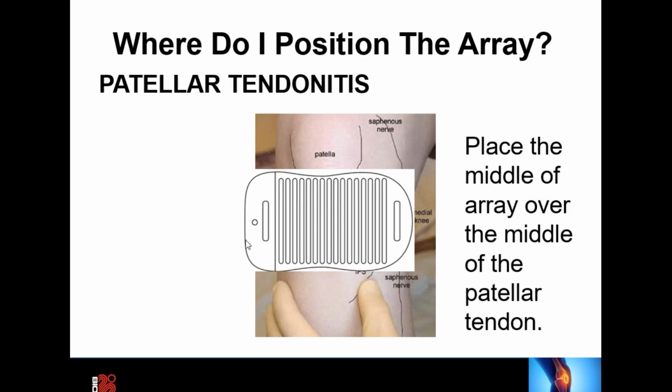For patellar tendonitis, you'll want to place the array directly over the patellar tendon, or patellar ligament as it's sometimes called. So at the bottom of the kneecap, over the tibiotubercle, in between these areas is where you're going to wrap the array. Position it by strapping it around the back of the knee.